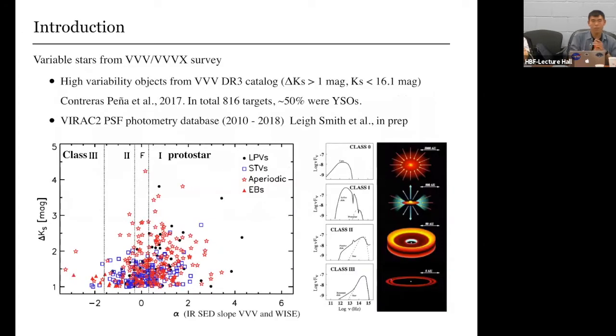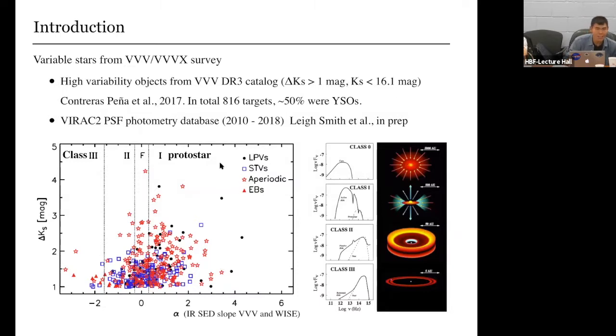So the VVV survey is very powerful. We found lots of variable stars from the VVV survey, and from Carlos's paper in 2017, we found at least 800 targets, of which 50% were YSOs. By using the recent VIRAC2 light curves, we can find more and more of those objects. And then I'd like to show you this figure from Carlos's paper. You might not see it clearly.